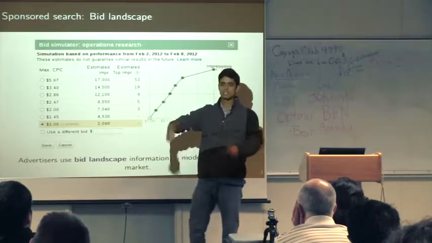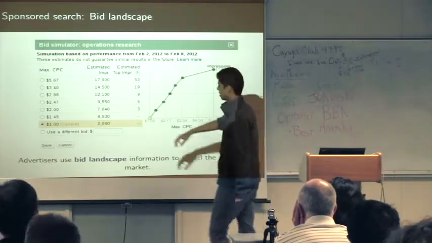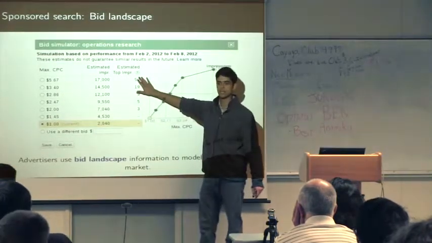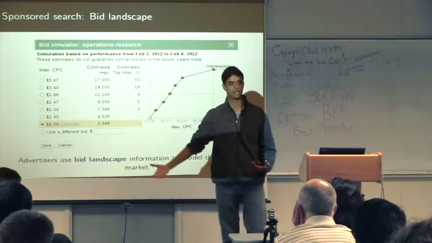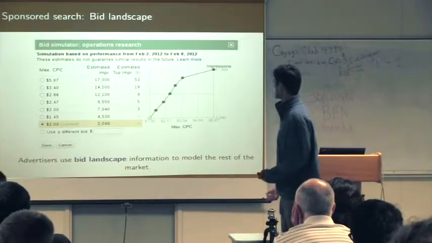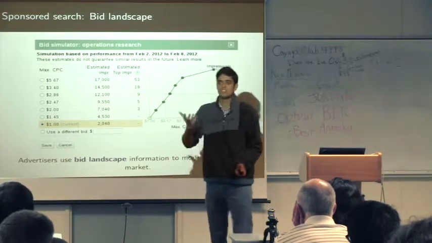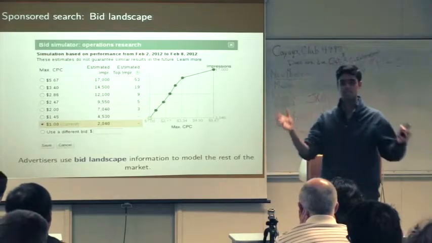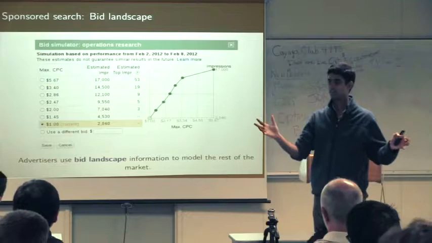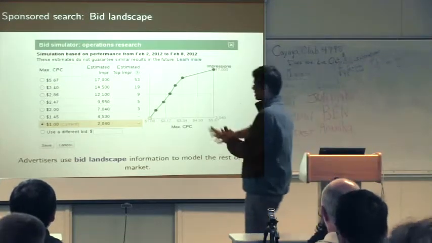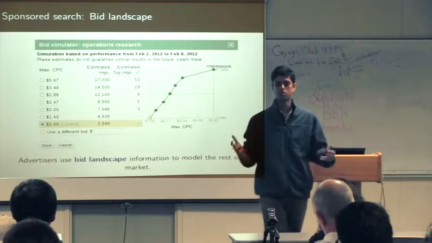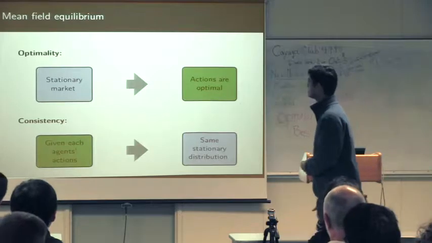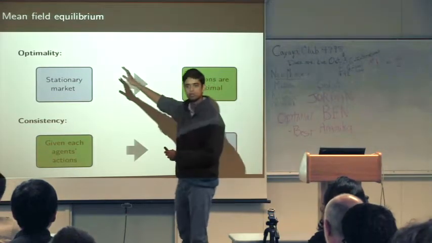But Google runs a counterfactual hypothesis and says, okay, instead of $1, if you bid some other value, what is the number of impressions you would have got in the market? And so this gives you the distribution of bids in the market. So effectively, we can assume that advertisers use this to model the rest of the advertising market. And if you assume that this bid landscape is going to be stationary, then your problem becomes very easy to analyze. So more precisely, mean field equilibrium has two components.